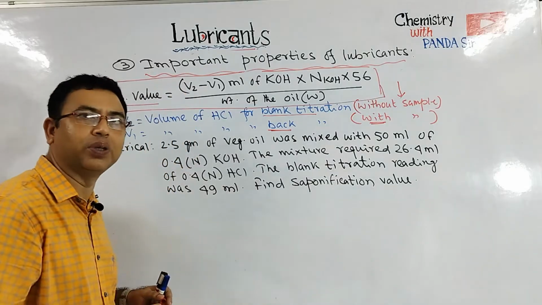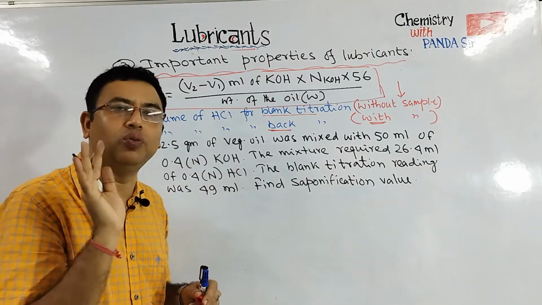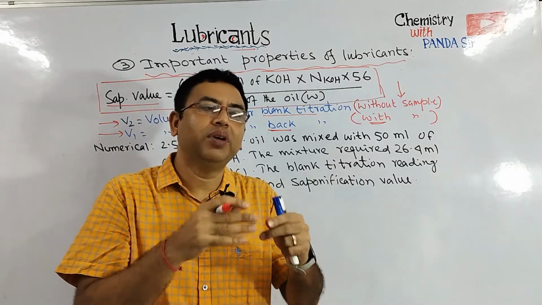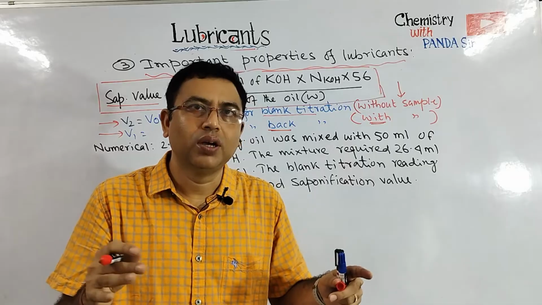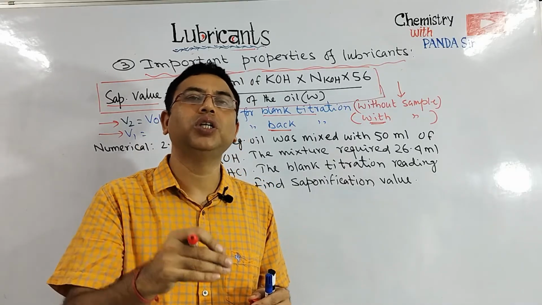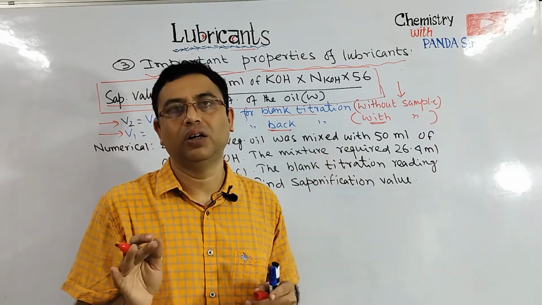You should always understand that V2 is higher than V1, because for the blank titration we have all free KOH. But for back titration, we have a lesser amount of free KOH because some of the KOH will react with the vegetable oil or animal oil.